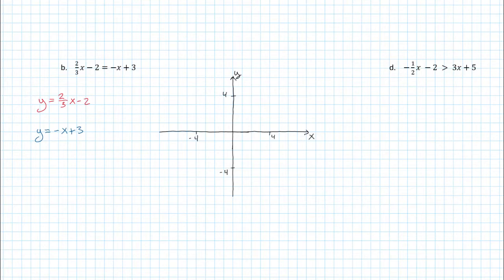Now let's graph in red the y equals 2/3 x minus 2. The y-intercept is the point 0, comma negative 2. And then we'll go up 2 over 3, up 2 over 3, up 2 over 3. And then from that y-intercept, again, we're going to go down to left 3, down to left 3. And that should be good. So let's go ahead and draw our line through this.